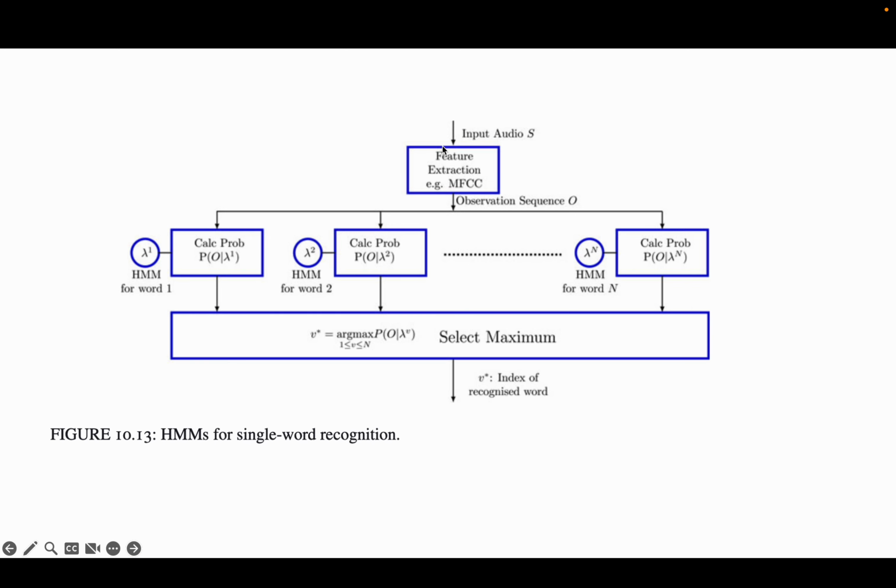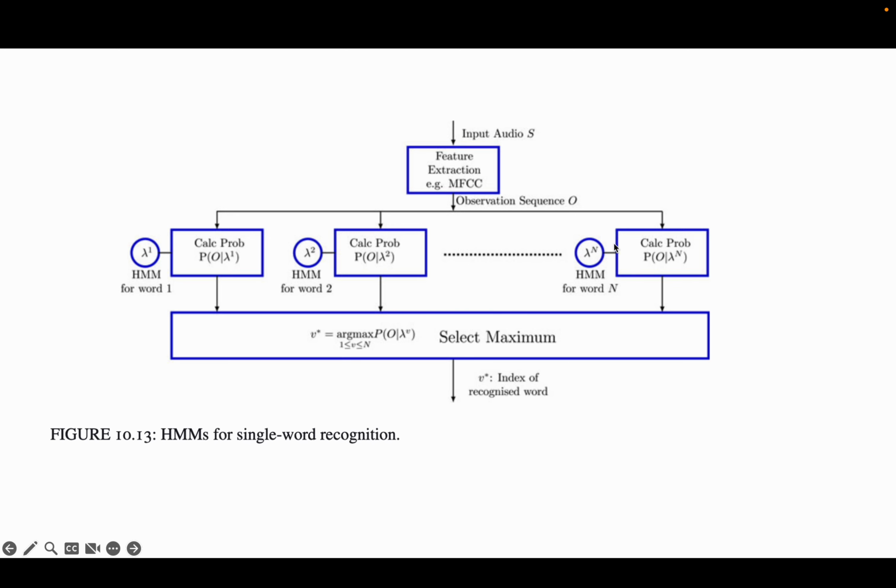This is just a figure that shows how this would work schematically. So you have some input audio, and from the input audio you do some feature extraction. The Mel frequency cepstral coefficients would be one possibility. And then you look at your observation sequence. You've got your hidden Markov model for word 1, for word 2, for word 3, and so on.